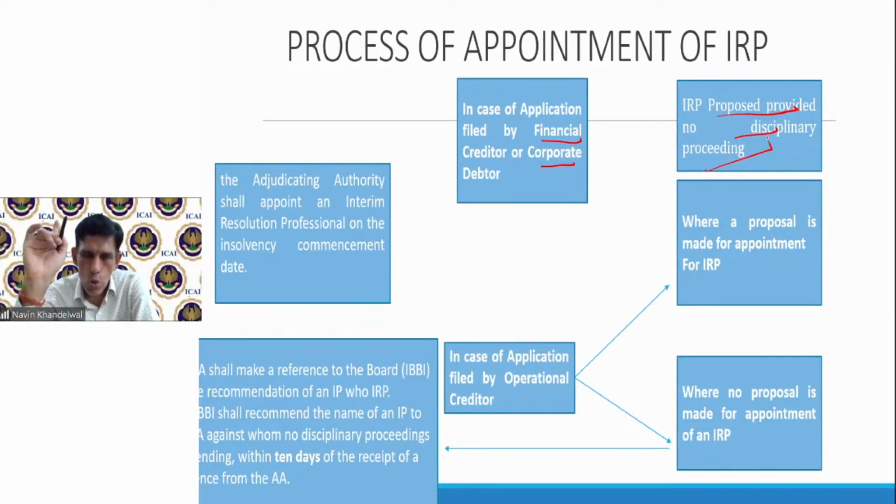Friends, who will appoint? AA. Whose name will be proposed? The name which has been proposed by the FC or the CD under section 7 or 10, or under section 9 by the OC, provided no disciplinary proceedings are pending. But if the OC does not propose a name, then the NCLT will pick up a name from the panel which has been prepared by IBBI and given to the NCLT. From that panel, a proposed IRP will be appointed. I hope the process is clear.